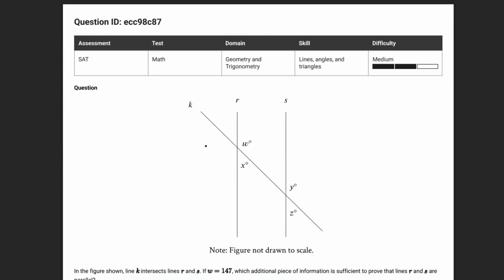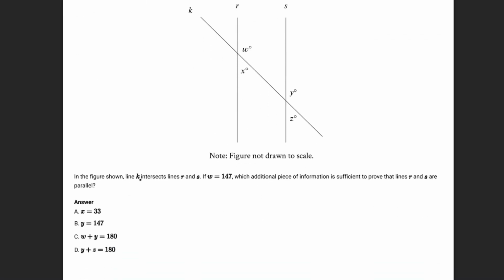Okay, so question 3, it says, in the figure shown, line K intersects lines R and S. If W equals 147, which additional piece of information is sufficient to prove that lines R and S are parallel? Okay, so we're trying to prove that R and S are parallel. So if W is 147, let's write that down, 147. Then we need to find something that would prove these two are parallel.